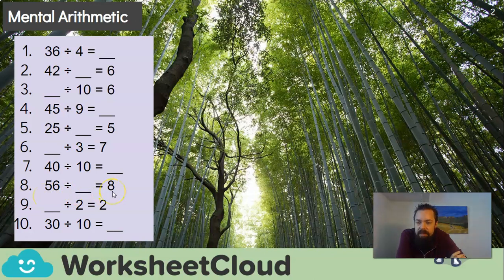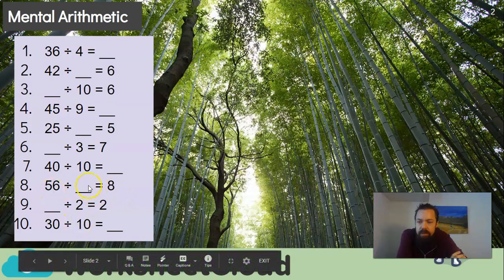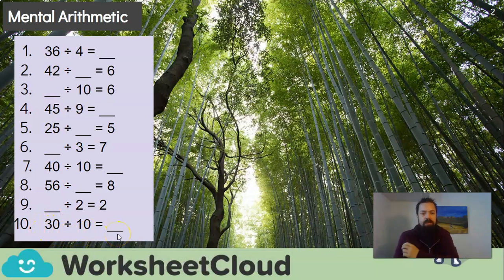56 divided by something gives me 8. 56 divided by 7. So I counted in 8s until I got to 56 and I found it was 7. Something divided by 2 gives me 2. 4 divided by 2 gives me 2. Again, this is like 6 and 3. We did the reverse, so 2 times 2 gives me 4. And so the answer for number 9 was 4. And this one is a bit like number 7. 30 divided by 10 gives me 3. We'll go through the tricks for that shortly.